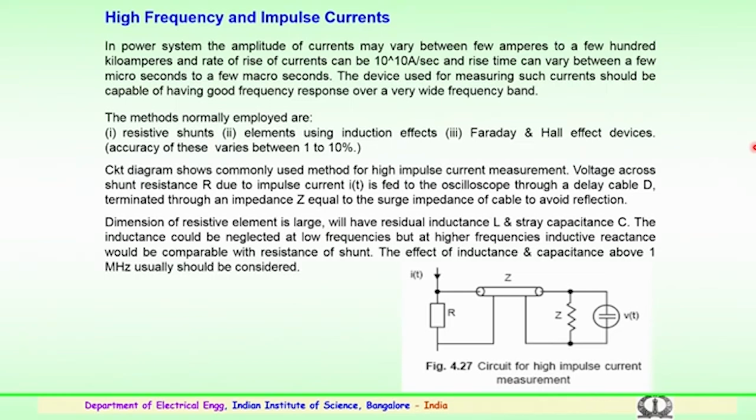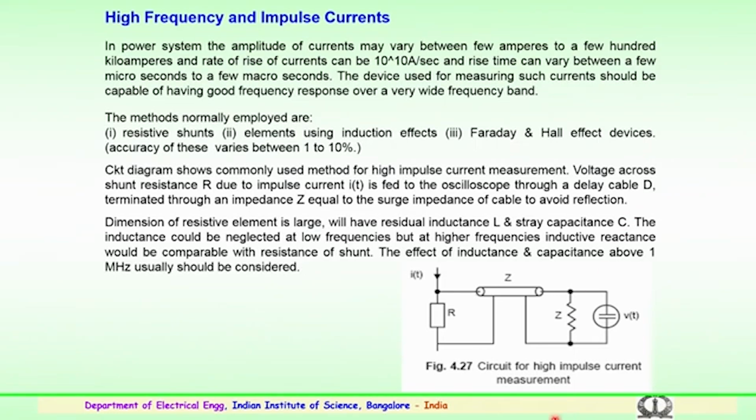So, the devices used for measuring such currents should be capable of having good frequency response, very important over a wide frequency band. The general methods used in laboratories for the measurement of high frequency impulse currents are resistive shunts, elements using inductive effects, and third, Faraday and Hall effect devices. The accuracy of these is between 1 to 10 percent depending upon the devices.